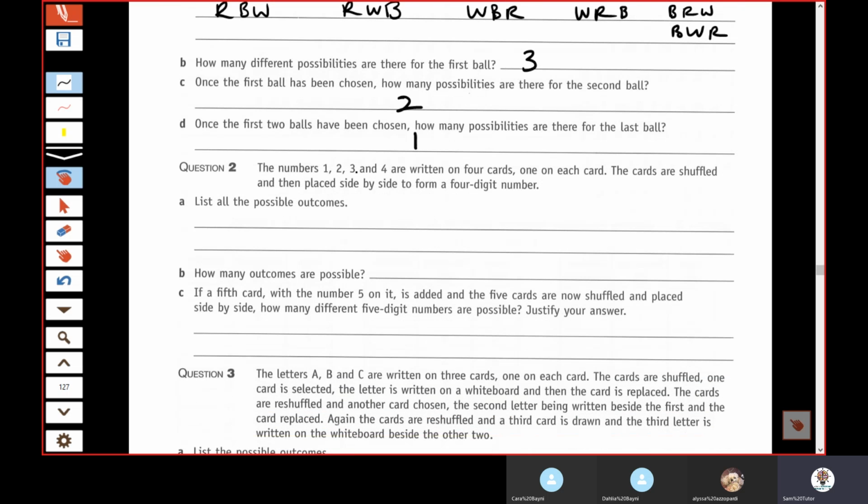The numbers 1, 2, 3, 4 are written on 4 cards, 1 on each card. The cards are shuffled and then placed side by side to form a 4-digit number. List all the possible outcomes. Again, we'll go 1, 2, 3, 4, 1, 2, 4, 3, 1, 3, 2, 4, 1, 3, 4, 2, 1, 4, 2, 3, 1, 4, 3, 2.